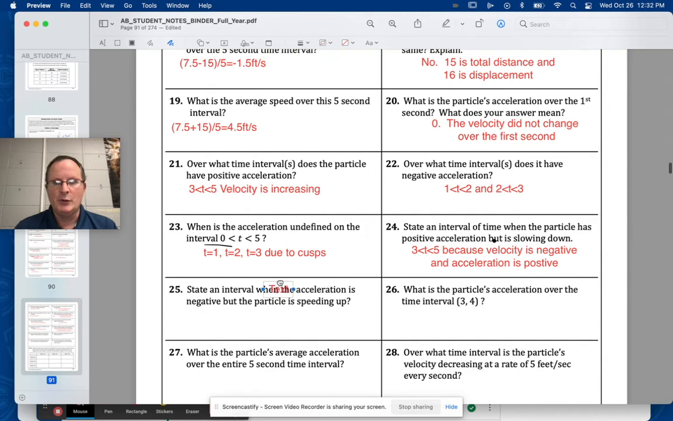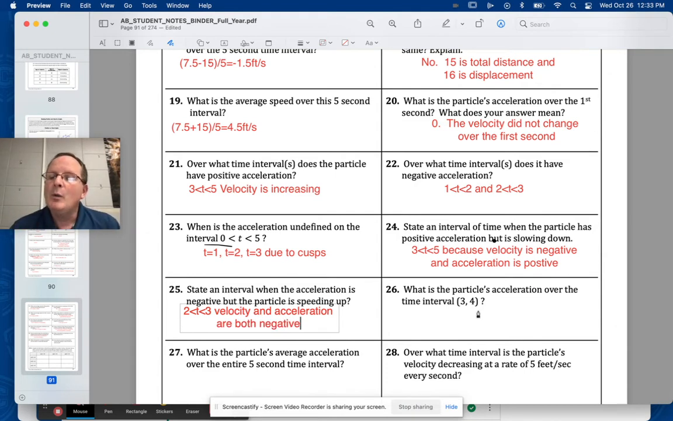The way you'd want to say it on the test is acceleration is negative, and so is velocity. They have the same sign. So from 2 to 3, velocity and acceleration are both negative. Again, you're going to the left, being pushed to the left.